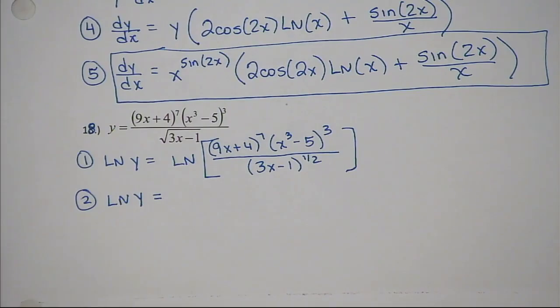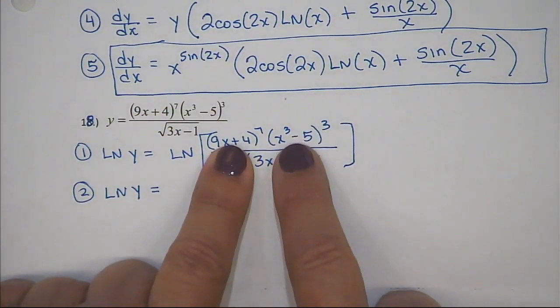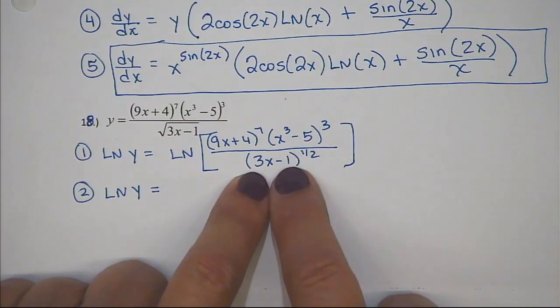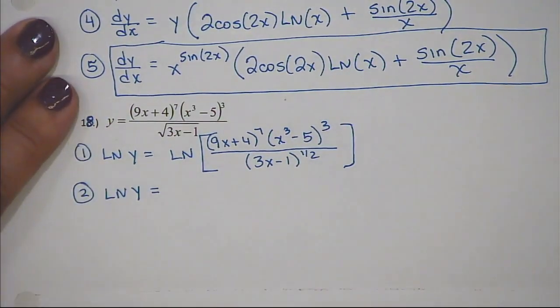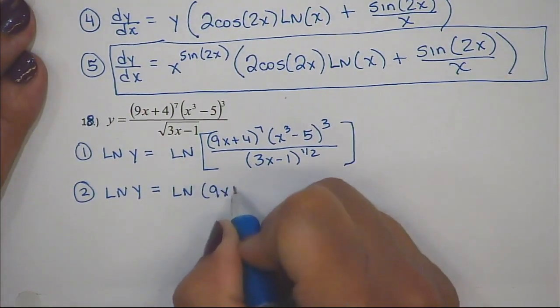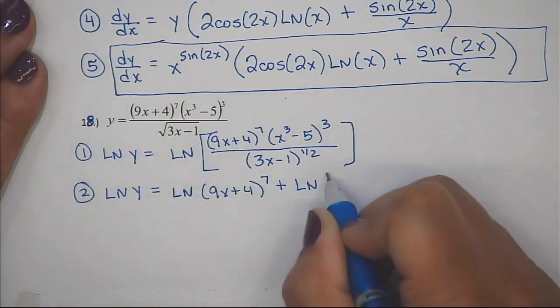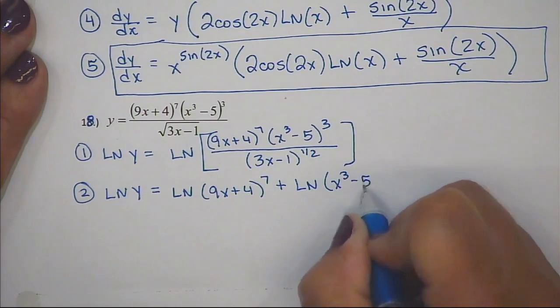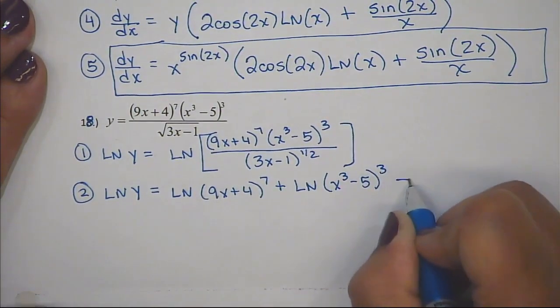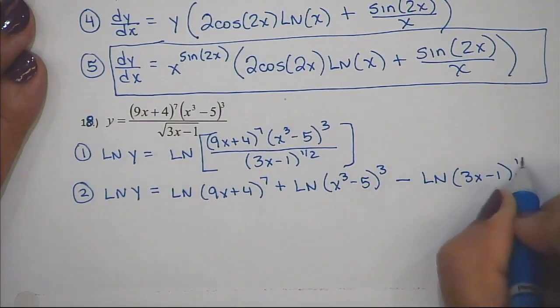All right, so first thing, I'm going to break up these logs. The 2 on the top, since they're being multiplied, they're going to be added, and the one on the bottom will be minus because it's a division problem. So we're going to have 3 terms. Natural log (9x plus 4) to the 7th power, plus natural log (x cubed minus 5) to the 3rd power, minus natural log (3x minus 1) to the 1/2.